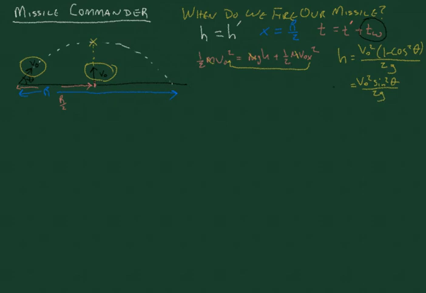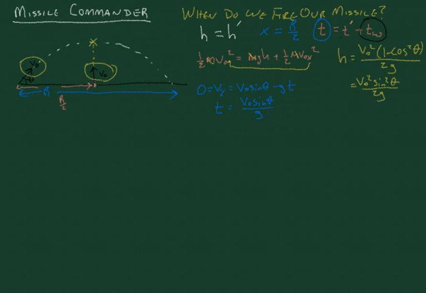Okay, we could have also gotten this in the exact same way using our y equation of motion. The next thing we can do is find t, the time that the first missile is going to be in the air, because we know that 0 is equal to vy, which is v0 sine theta minus gt. And as we've seen several times already, this means that t is going to be v0 sine theta over g.